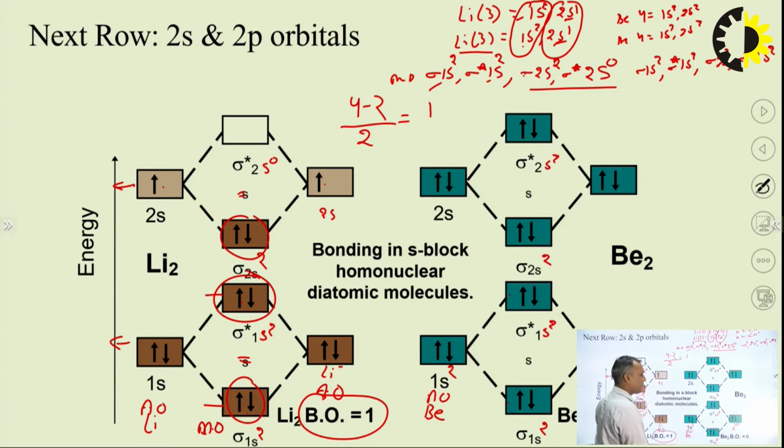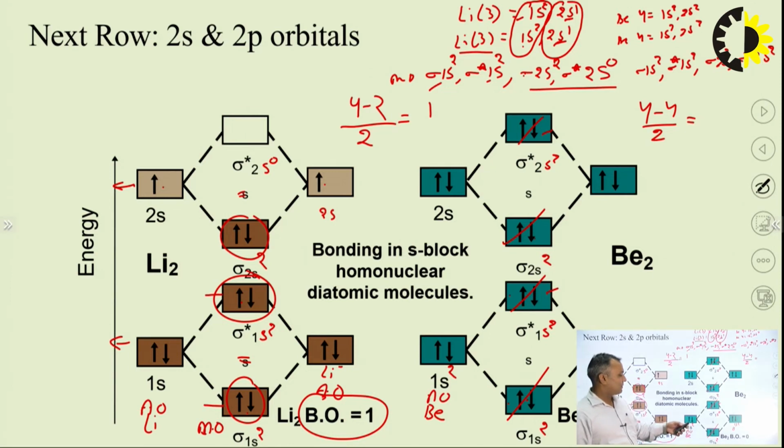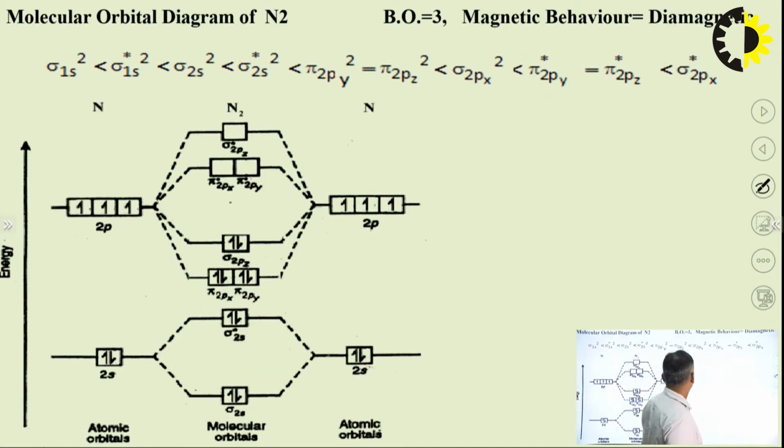So the net result, if you see, is bonding minus anti-bonding 0, bonding minus anti-bonding 0. If you calculate the bond order, 2 plus 4 minus 2 plus 4, upon 2, means 0. So this bond order is 0. It means it cannot exist in nature as a molecule.